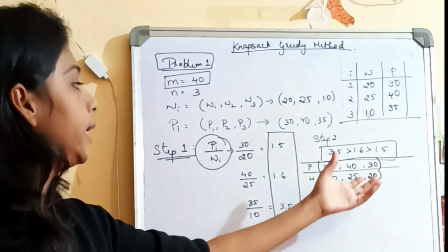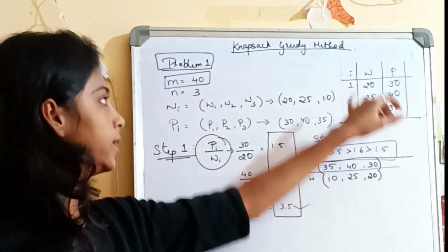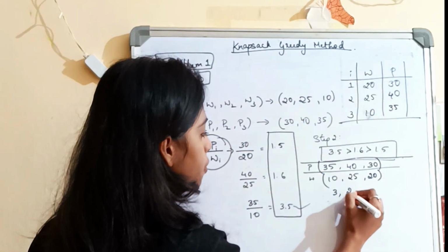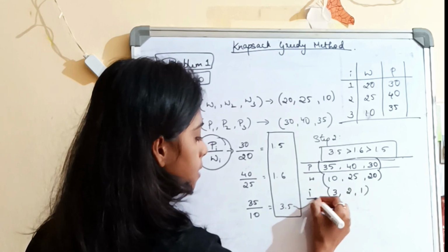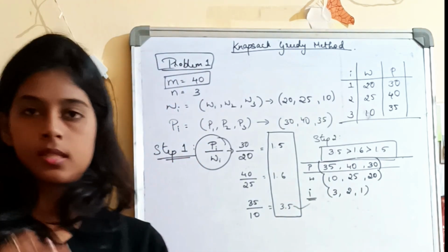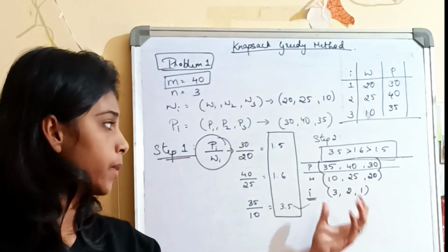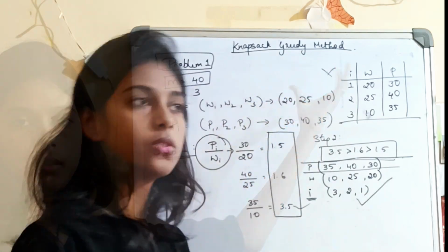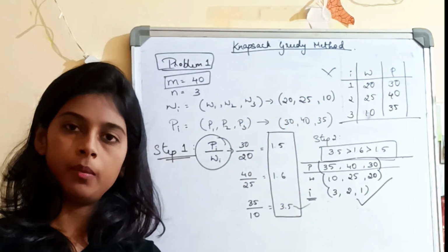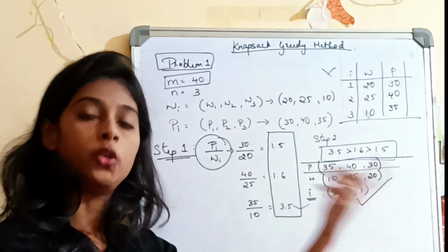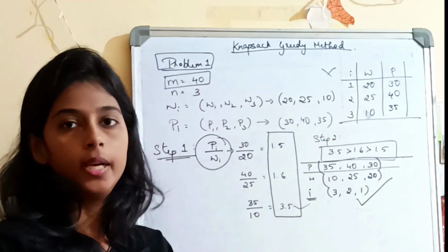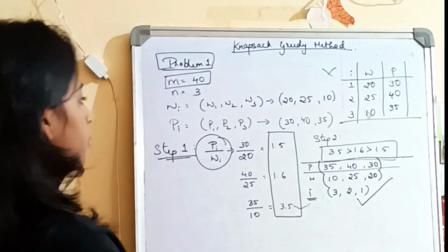So in this order, the items will be arranged as 3, 2, 1. These are the items. The next step we are calculating is based on this order and not this order. Here we got 3 to 1; in different problems you will get different arrangements. You might also get 1 to 3 sometimes. It depends on this. So let us move to step 3.